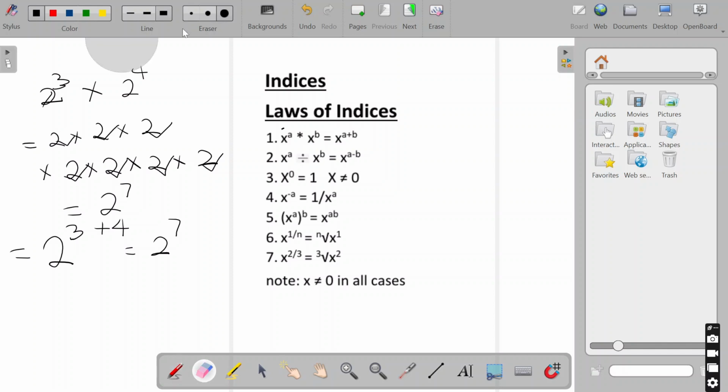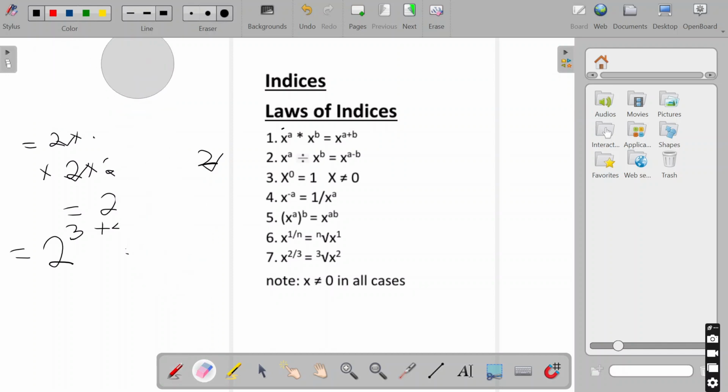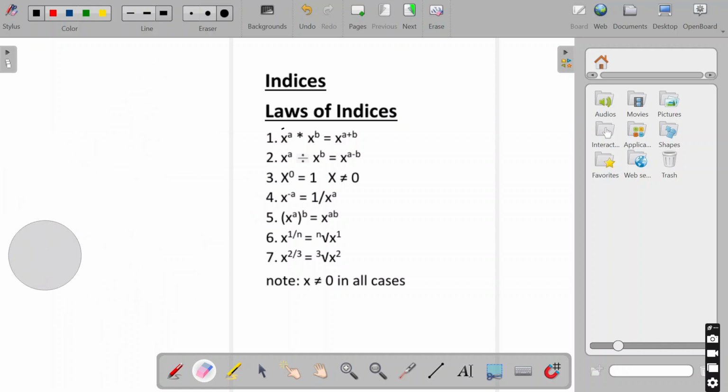So let's quickly go through another example so you understand it. That's the first law of indices. Another example, we have 5 raised to power 3 times 5 raised to power, maybe 4 again.